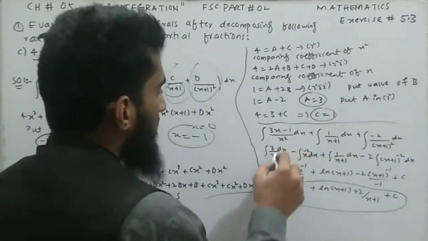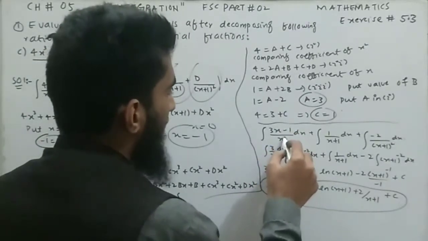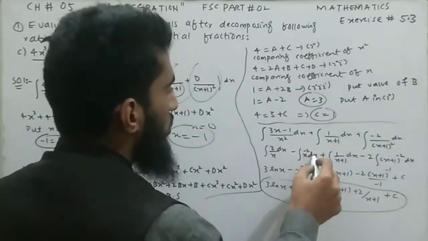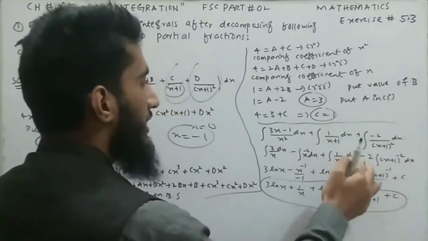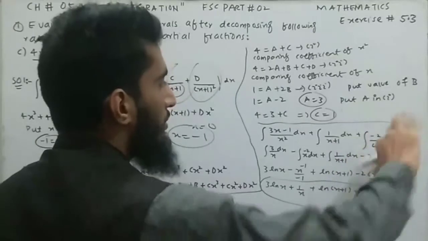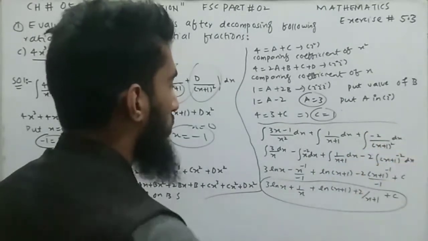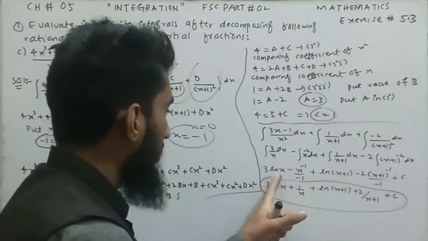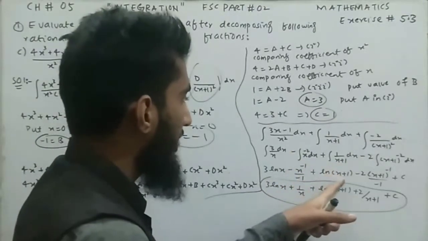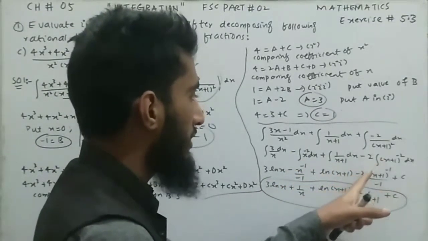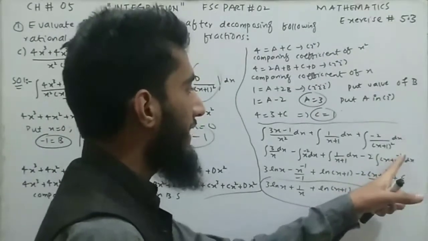3x by x square gives us 3 by x, minus 1 by x square will give us -1 into x power -2 dx, and plus 1 over x plus 1. Minus 2 will come out of the integral, so it becomes -2. (x plus 1) whole square moves to the numerator, so it becomes (x plus 1) power -2. Now by integrating this function, it gives us 3 ln x, minus x power -1 over -1, ln of x plus 1, and the integral of this gives -2 times (x plus 1) power -1 over -1.